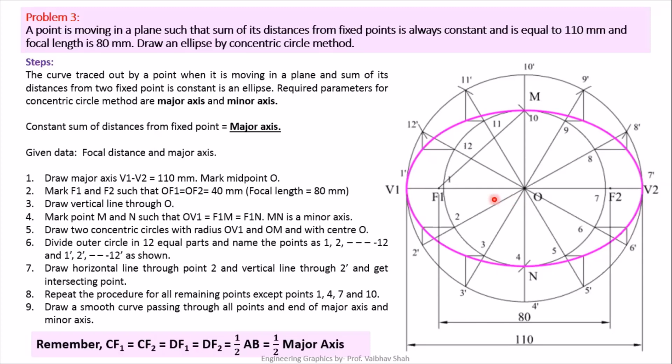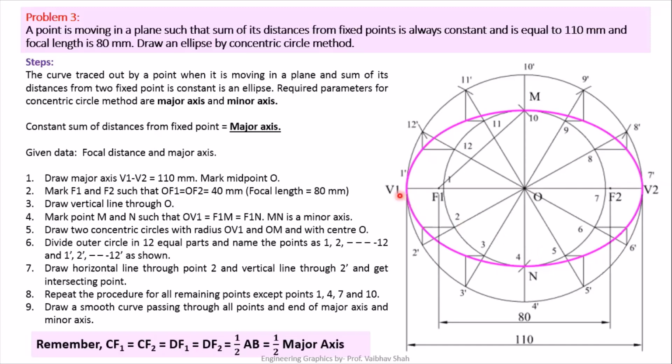In the next step, we'll be taking half of the major axis. So this is the total major axis V1 V2, and we'll be taking half of the major axis, like OV1. Before that, we'll draw one vertical line from O, of any suitable length. Now we'll put our rounder at F1 with the dimension OV1, and cut this vertical line somewhere here to get your point M, which is a minor axis point. Similarly, cut it downward to get the other minor axis point N. So now this MN specifies your minor axis.